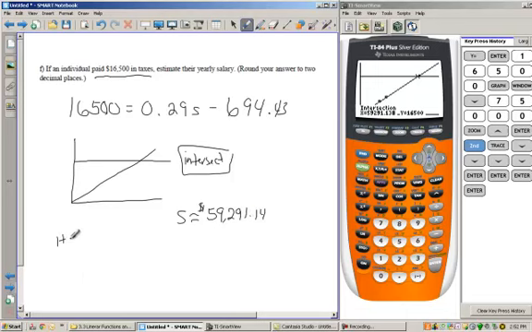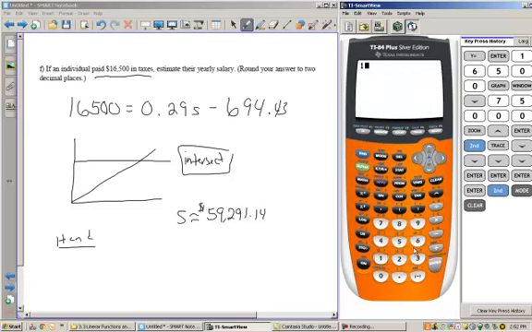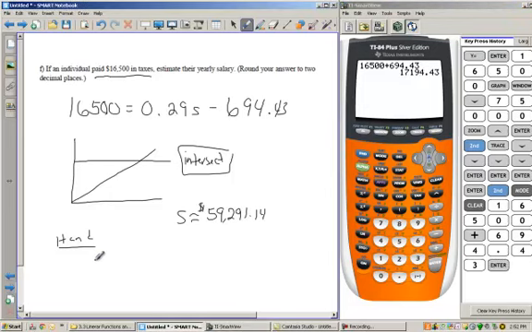You can also do this by hand if you like. You can do it by hand by adding 694.43 to both sides. And you can do it on your calculator, so you can say 16,500 plus 694.43. And then you get 17,194.43 equals 0.29 times S. And you want to move over the 0.29 since you're multiplying. You just divide by it.